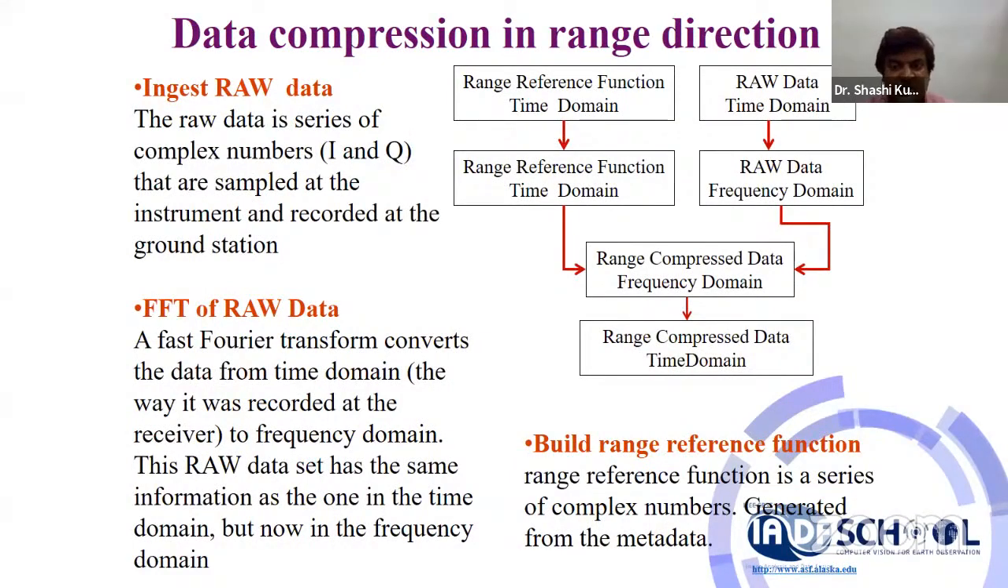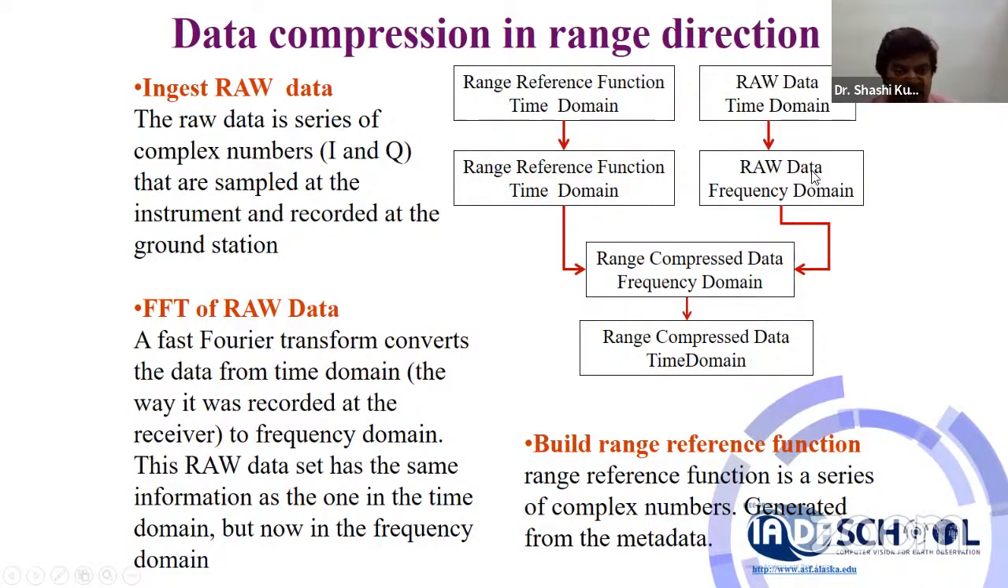Complex numbers will be generally represented by I and Q, where I represents the in-phase or real channel, and Q represents the quadrature or imaginary channel, which are sampled at the instrument and recorded at the ground station. So here you can see that the raw data set will be acquired in the time domain. Now it will be converted from the time domain to the frequency domain.